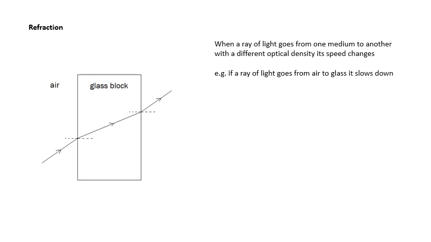So when a ray of light goes from one medium to another, with a different optical density, its speed changes. When a ray of light is traveling in air, and if it goes into glass, then it will slow down because the glass is more optically dense. When it leaves the glass and goes back into air, then it speeds up again. So for example, if a ray of light goes from air to glass, it slows down.